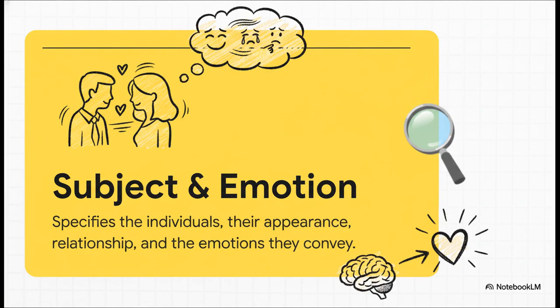So let's start with subject and emotion. This is where you go way beyond just a man or a woman. Who are these people? What do they look like? But more importantly, what are they feeling? What's the connection between them? This is how you give your image a real human heart.